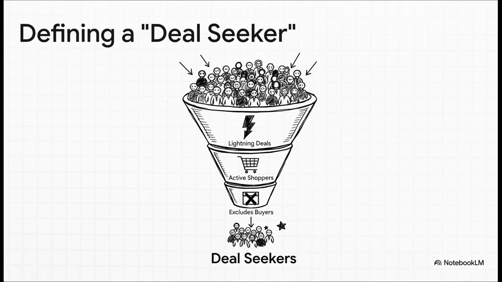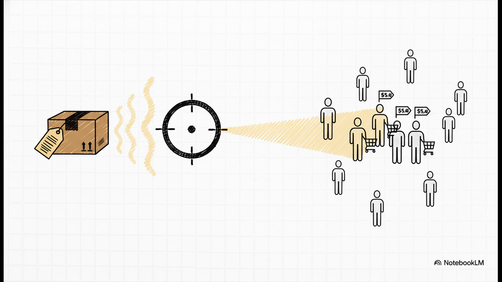We can tell the AI, hey, find me shoppers who have bought, say, 5 or more lightning deals in the past year. Then we can layer on that they have to be active shoppers and that they've bought in our category before, but only when items were on sale. And crucially, we can tell it to exclude people who've already bought our specific product. The result is pure advertising magic.